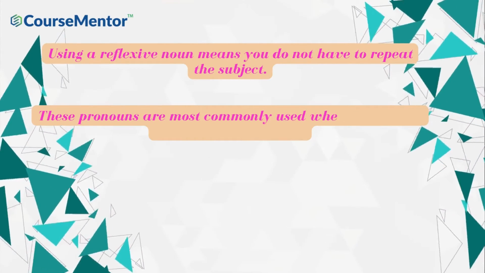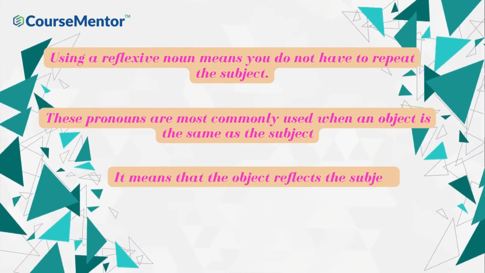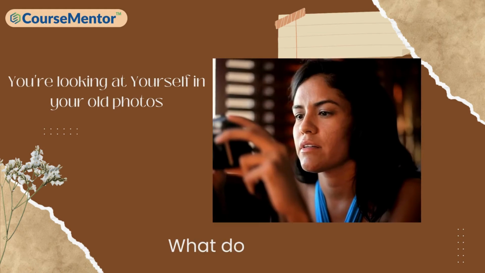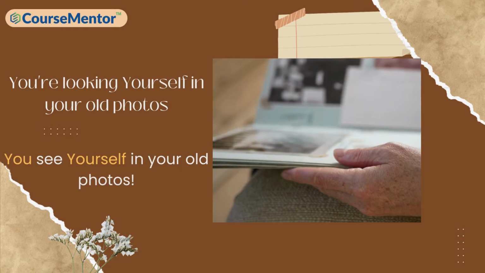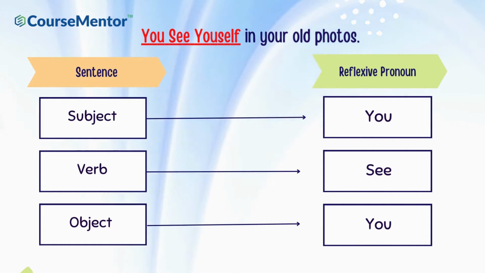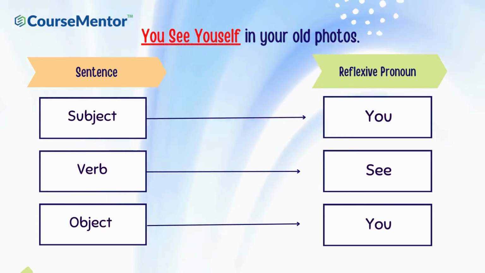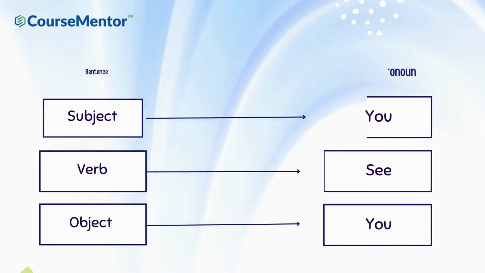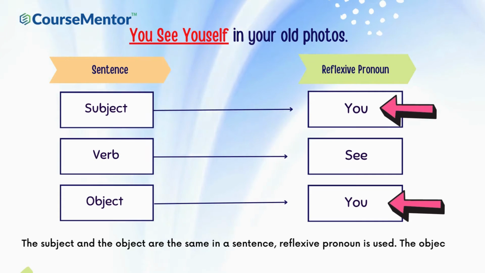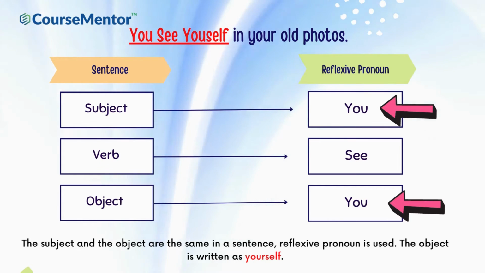These pronouns are most commonly used when an object is the same as the subject. It means that the object reflects the subject. Imagine you're looking at yourself in your old photos. What do you see? You see yourself in your old photos. Here, the following table breaks down the sentence "You see yourself in your old photos" into its parts. Subject: you. Verb: see. Object: you. Because the subject and the object are the same in the sentence, a reflexive pronoun is used. However, the object is written as yourself.